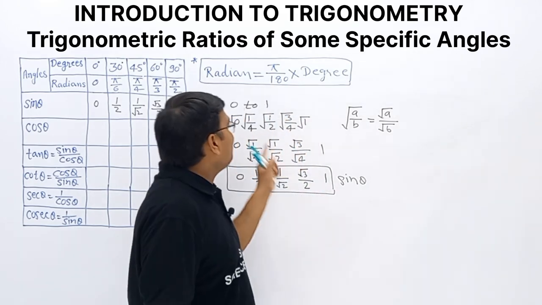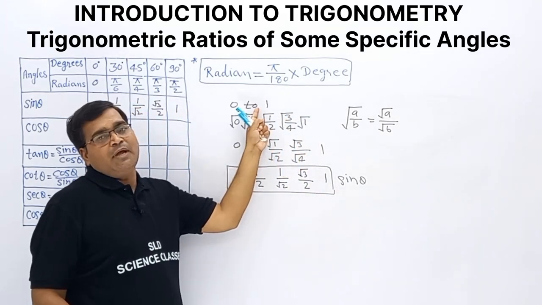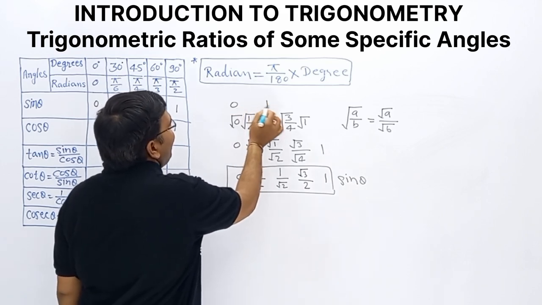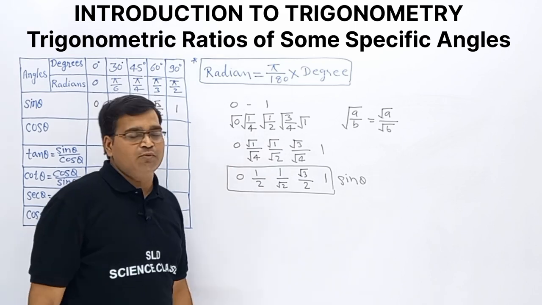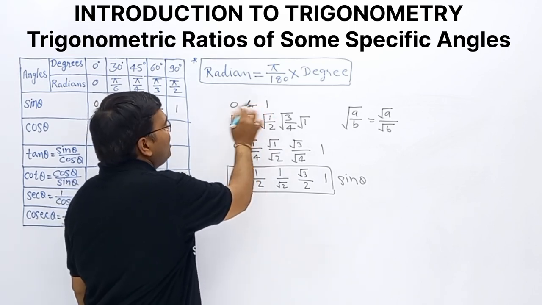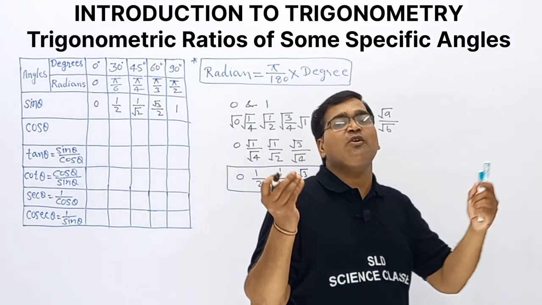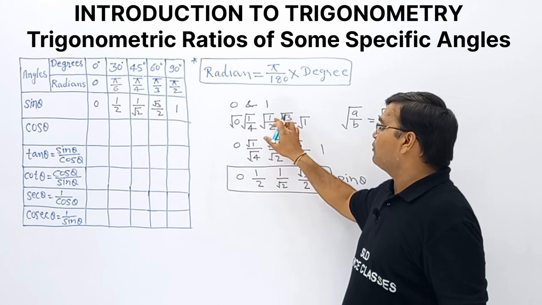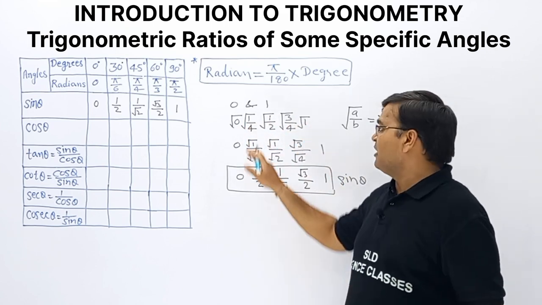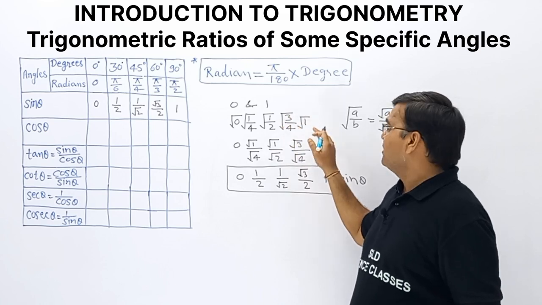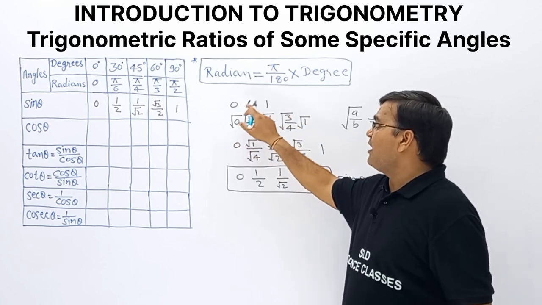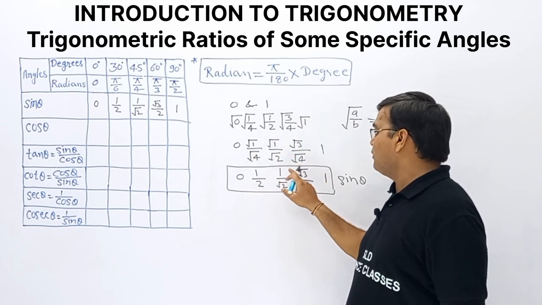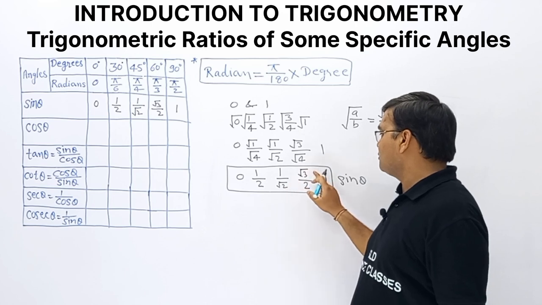What is the trick? Take two real numbers, 0 and 1. And in between, take 4 equal parts: 0, 1 by 4, 1 by 2, 3 by 4 and 1. Take the square root of all these numbers and solve, then we get these values: 0, 1 by 2, 1 by root 2, root 3 by 2 and 1.